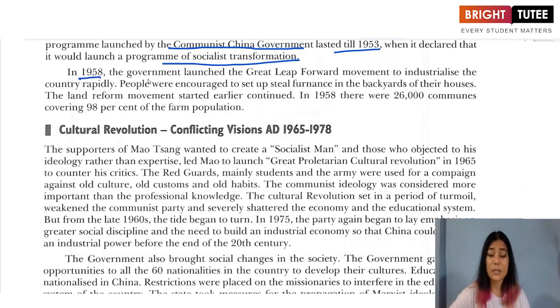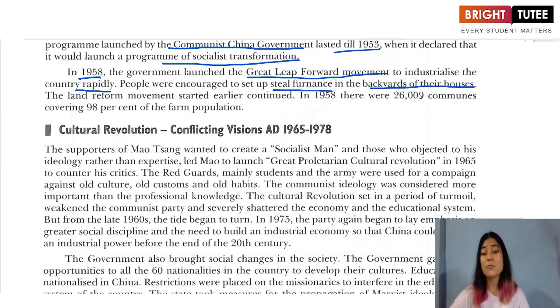In 1958, the government launched the Great Leap Forward movement to industrialize the country rapidly. People now were encouraged to set up steel furnaces in the backyards of their houses. Basically, everybody was encouraged to set up factories, whether it be small scale or large scale, it didn't matter. The government started a program which encouraged everybody to set up factories and industries for the rapid growth and development of industries in China. Now, the land reform movement, which had earlier begun, that continued.